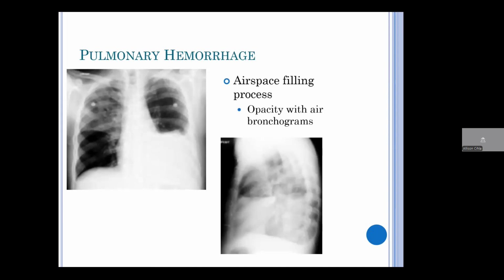Pulmonary hemorrhage is an airspace filling process. And so you can see in this patient here, they've got blood in the lower lobe here. You don't see any diaphragm, any border at all here. And you can see right here, there is blood that just filled that whole airspace.